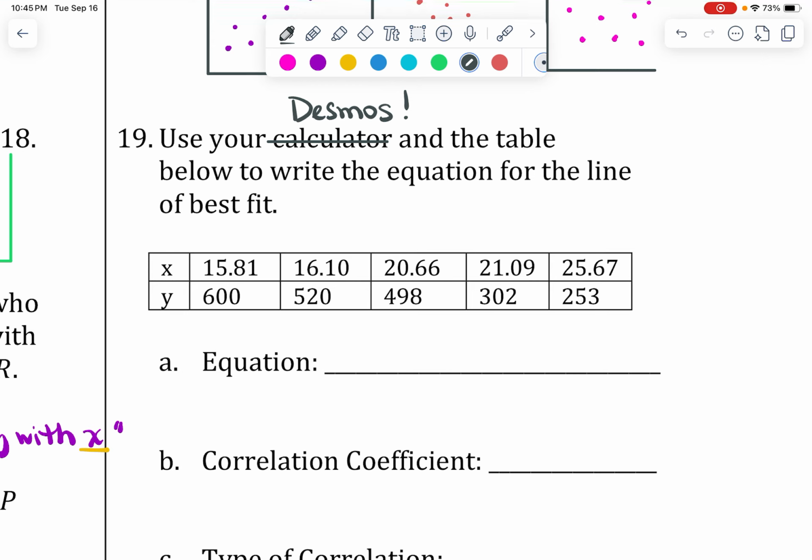Sorry, I'm pulling this up so I can get in here with the, which one are we doing?